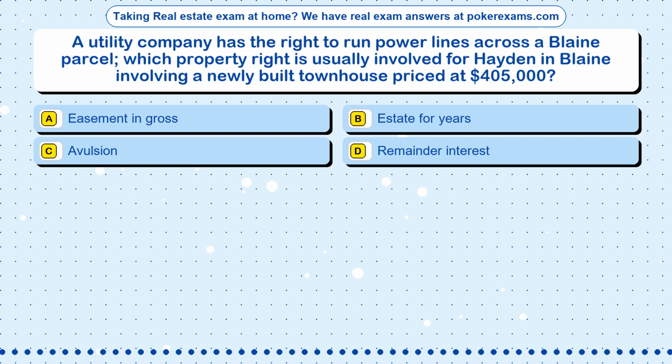Question 85. A utility company has the right to run power lines across a Blaine parcel. Which property right is usually involved for Hayden and Blaine involving a newly built townhouse priced at $405,000? Option A, easement in gross. Option B, estate for years. Option C, avulsion. Option D, a remainder interest.